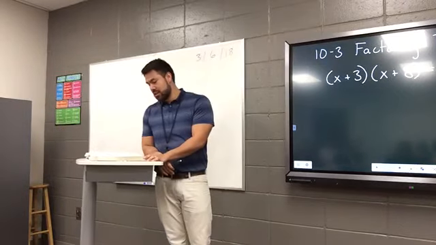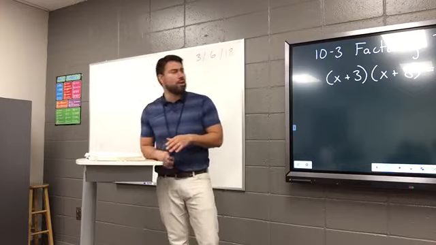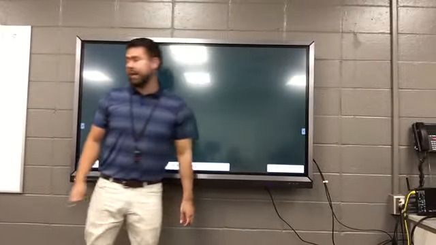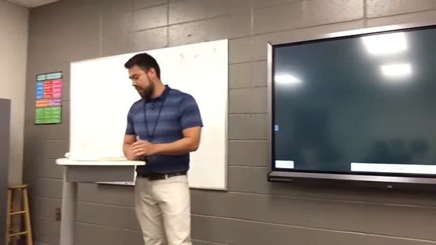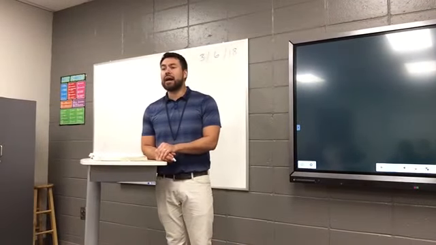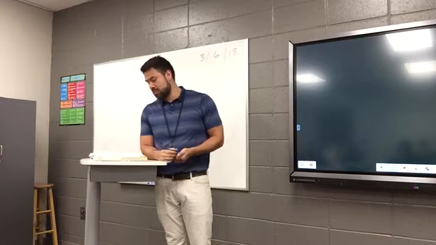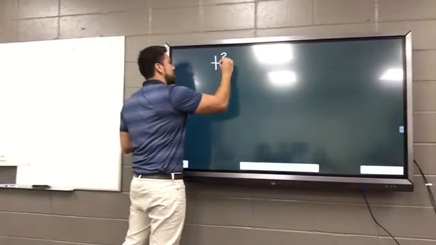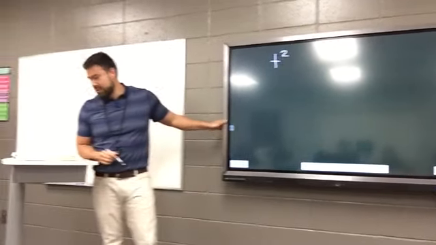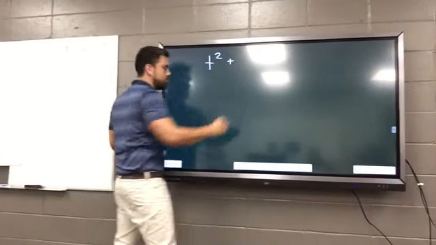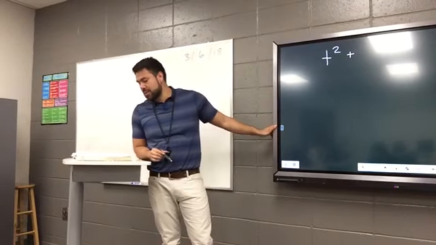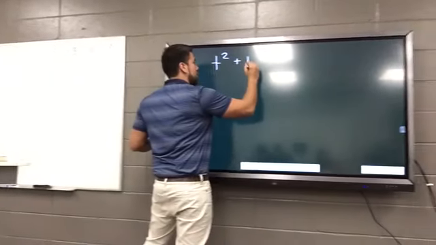Go to page 578, and what we're going to be doing is taking a trinomial and then finding out its binomial factors. Okay, so write this problem down. It may look familiar. It's number 13 that I'm doing: t squared plus 7t plus 12.